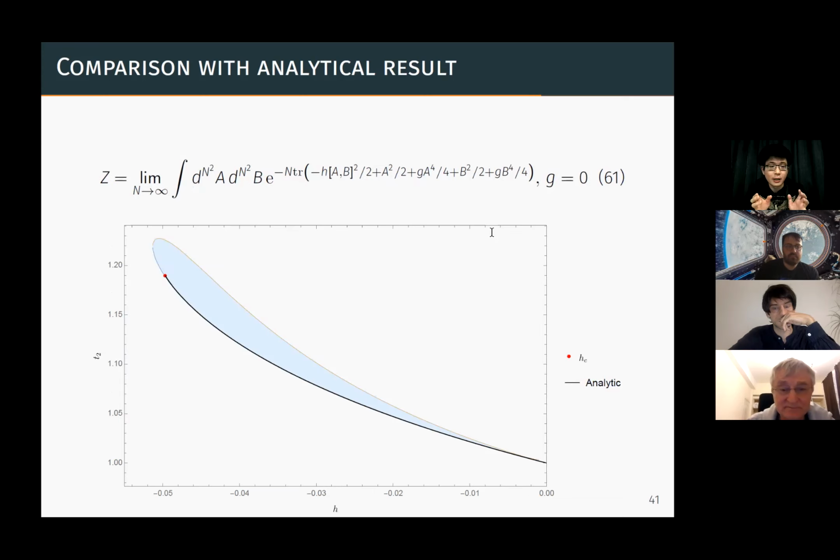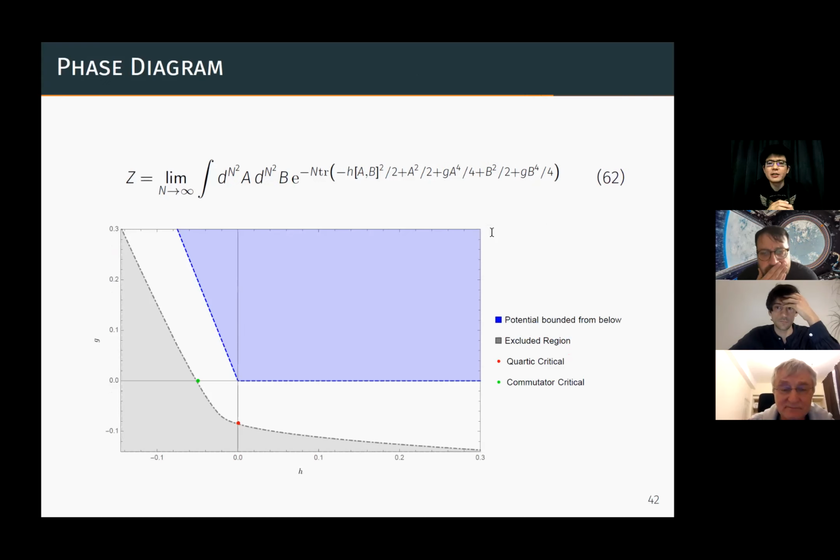And also for negative g, we can explore the critical points and get a very precise estimation of the critical value. We can also explore the phase diagram of this model. By phase diagram, I mean how negative g and h could be. We know two points from the analytical side.